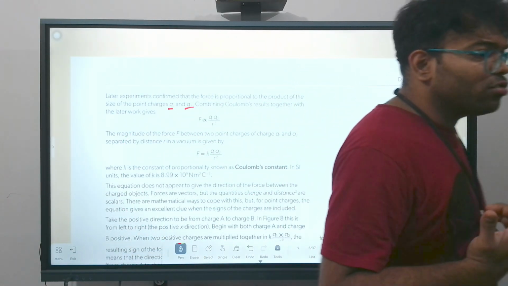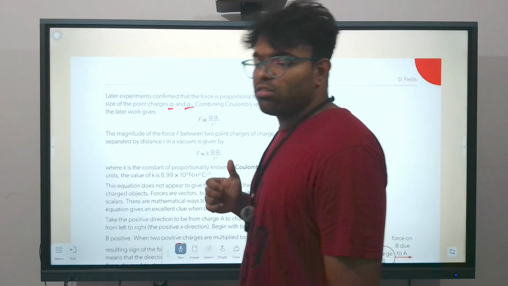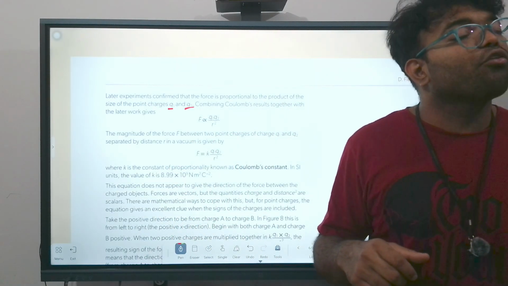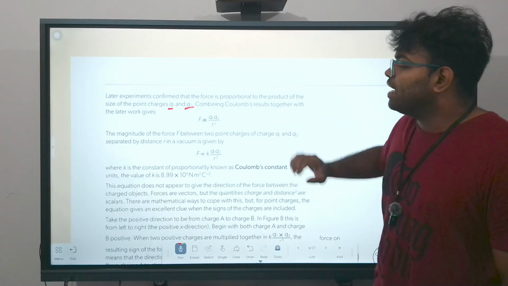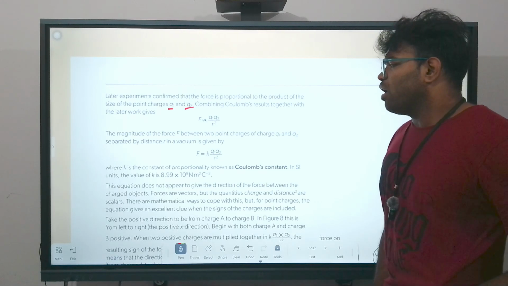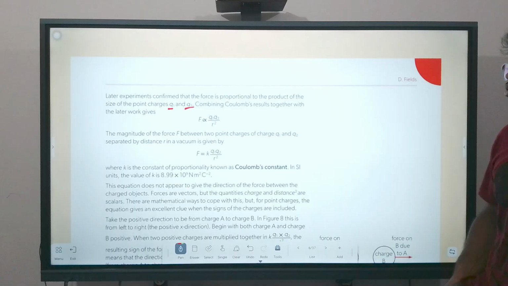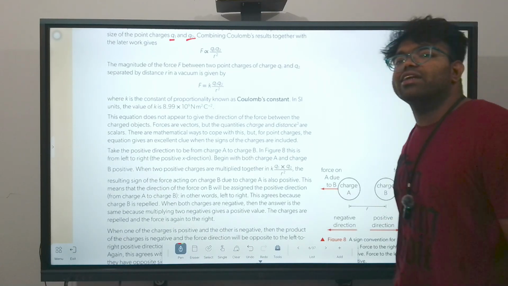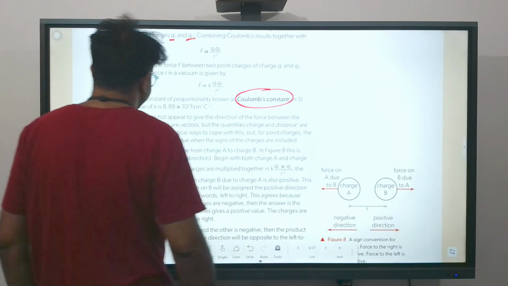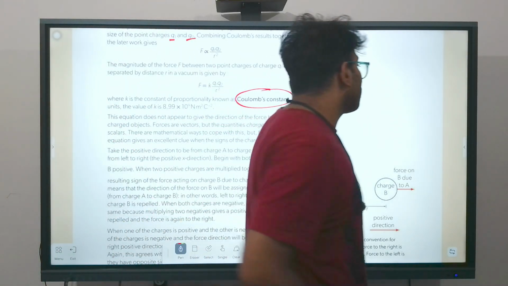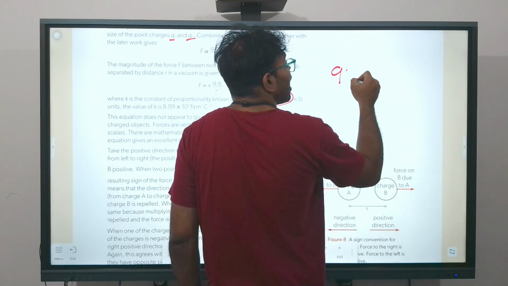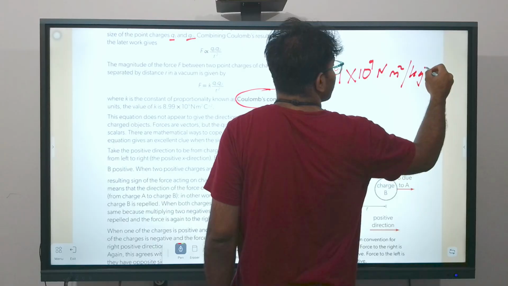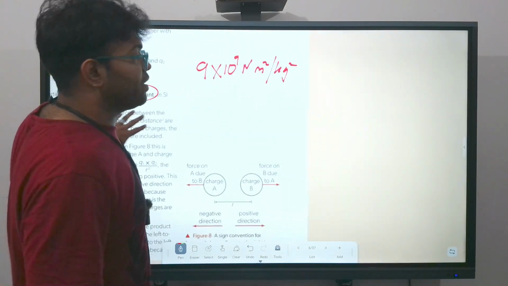Now, when we try to take out the proportionality constant, we have to introduce a constant which is known as the force constant. So basically the magnitude of force F between two point charges q1 and q2 separated by a distance r is given by k q1 q2 upon r square, where k is called the Coulomb's constant. For all intents and purposes we are going to use it as 9 into 10 to the power 9 Newton meter square per Coulomb square. I'll explain how we got that unit.